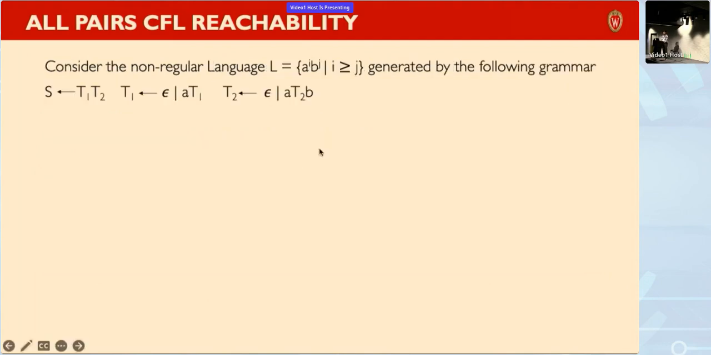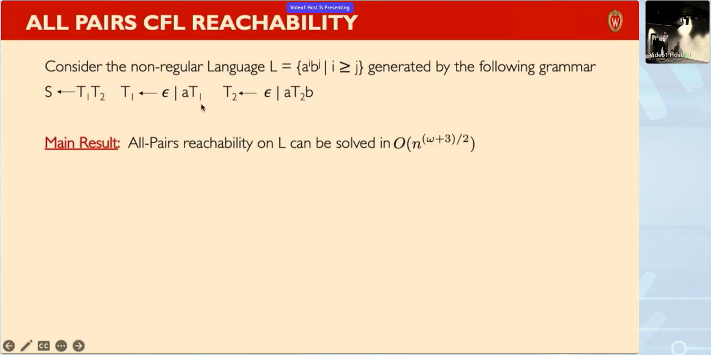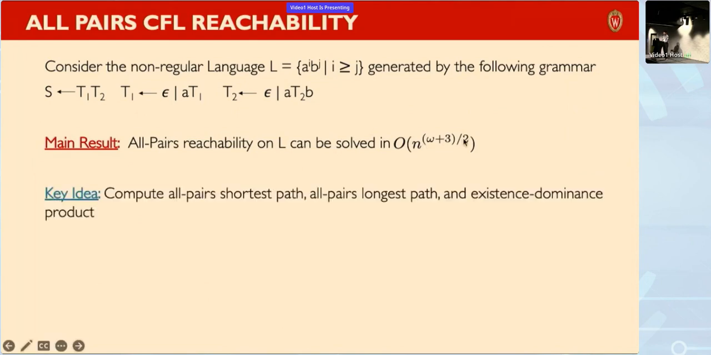If you consider the following non-regular language, a^i b^j, where i is greater than or equal to j, it is generated by the following non-regular, non-linear grammar. We can show that for this particular grammar, the all-pairs reachability problem can be solved in n to the omega plus 3 over 2 time.